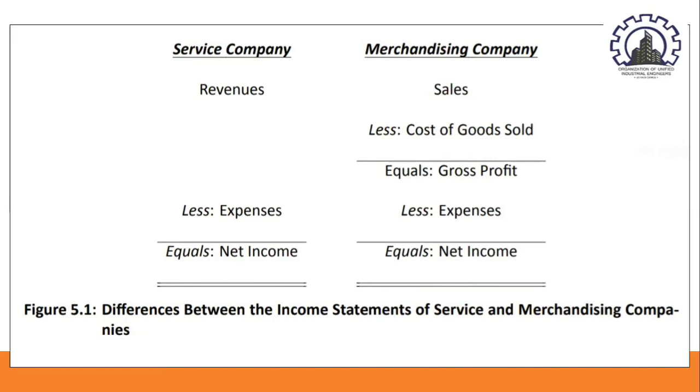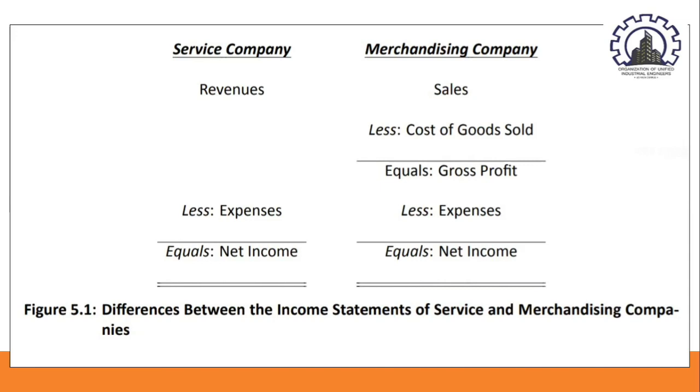This is an example of an income statement of a merchandising company. Instead of starting with revenues, you should be starting your income statement with sales, okay? And these sales should be deducted by the cost of goods sold. The result of that would be your gross profit. Then this gross profit should be deducted by the expenses, and the result would be the net income. So these are the differences between a service company and a merchandising company's income statement.